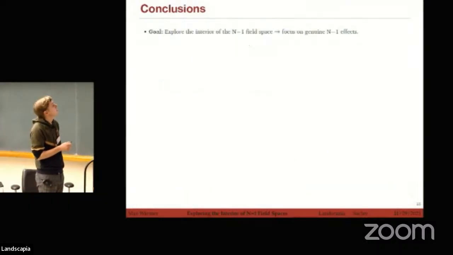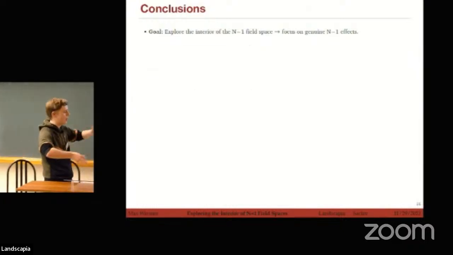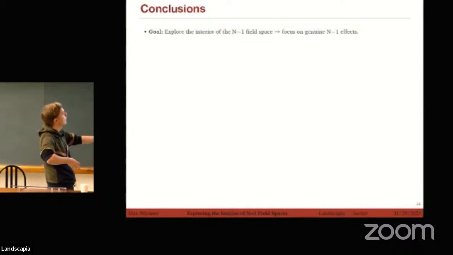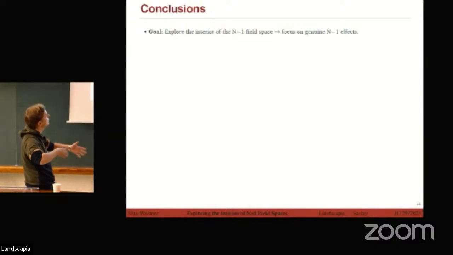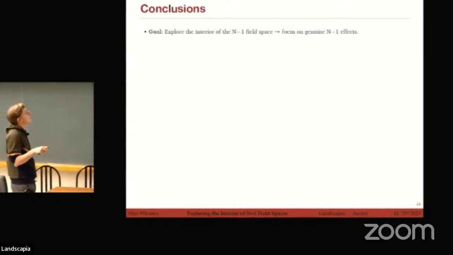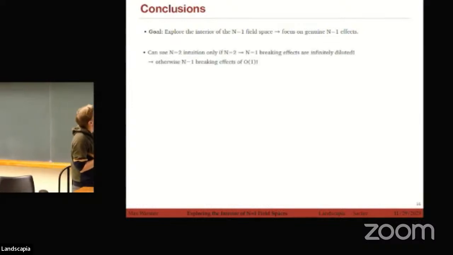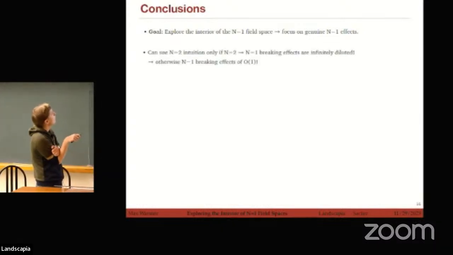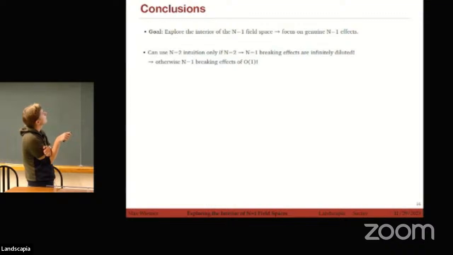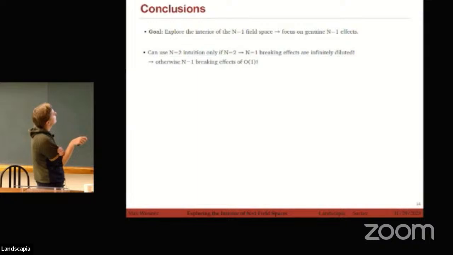So the conclusion is I wanted to explore the interior of the N=1 field space and see where genuine N=1 effects come from. Can we at least somehow compute them using dualities? And how do they affect the structure of the field space? I wanted to stress that we can only use the N=1 intuition if the breaking effects are infinitely diluted.